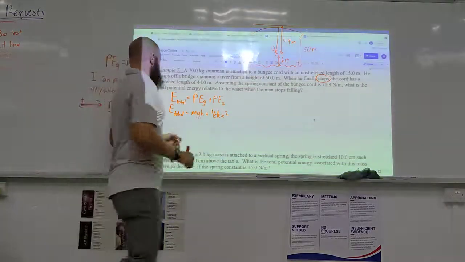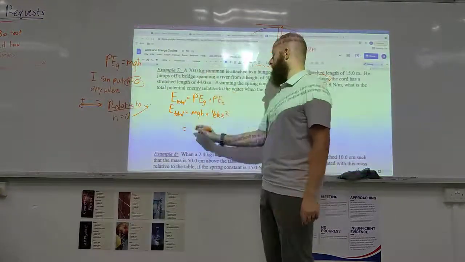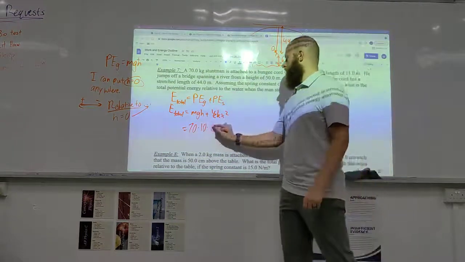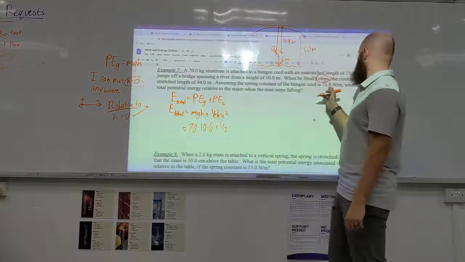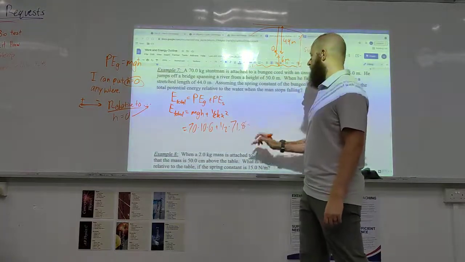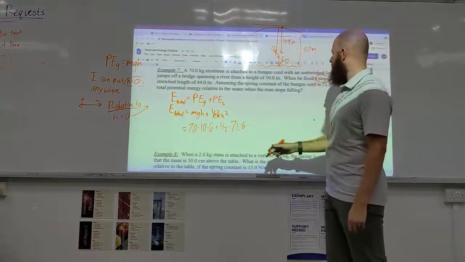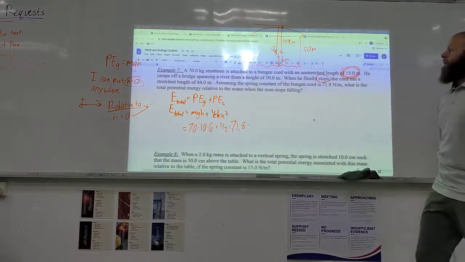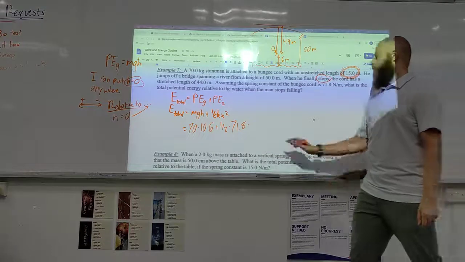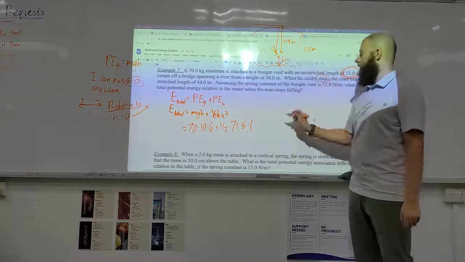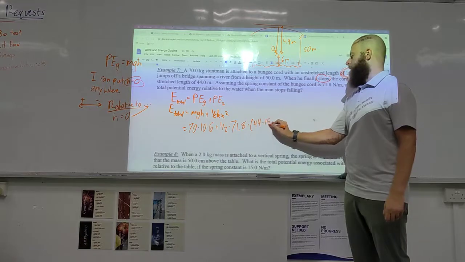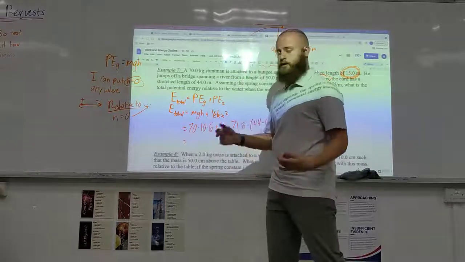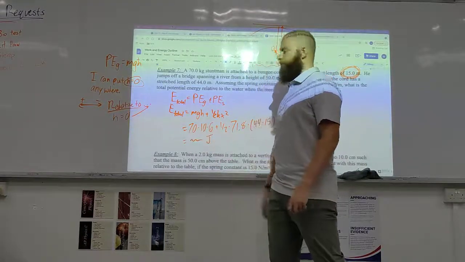Okay, so this is equal to my mass, which is 70 times 10 times, what's his height? 6. Plus 1/2 times k, which is 71.8, times x squared, which is 44. Oh, okay, this is very important. It has an unstretched length of 15. So one way to do this, I need to subtract these two, right? So it'd be 44 minus 15 squared. Okay? So just do the calculation and use something, joules.